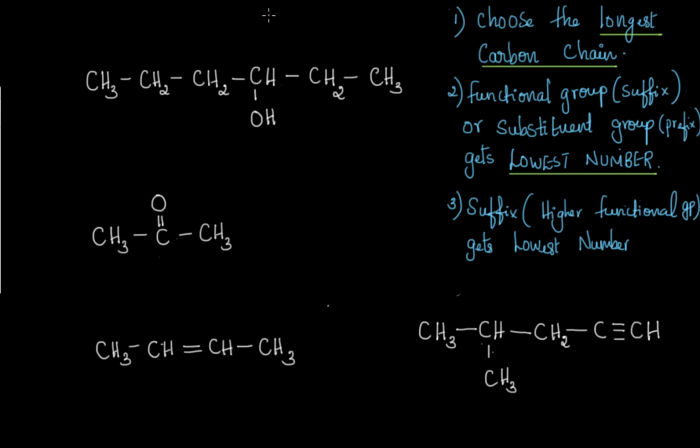So if I do that, this becomes 1, 2, 3, 4, 5, 6. Since OH is the suffix, we can directly start with the root word. 6 is hex. All are carbon-carbon single bonds, therefore it is ane. The last letter E is replaced by the suffix of OH, alcohol, that is ol. And don't forget to mention the position, so it is present in the third position, so it becomes 3-ol. See, hexane-3-ol.